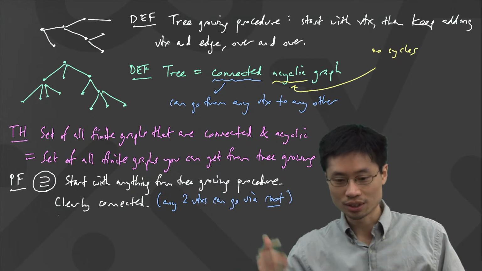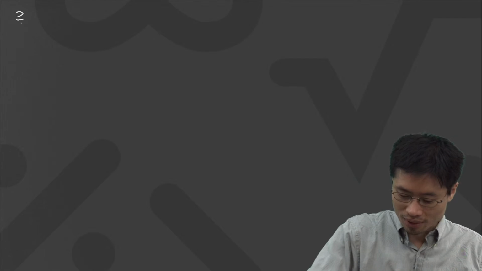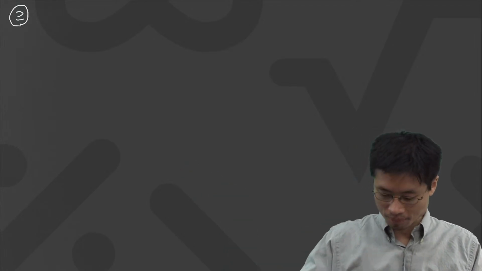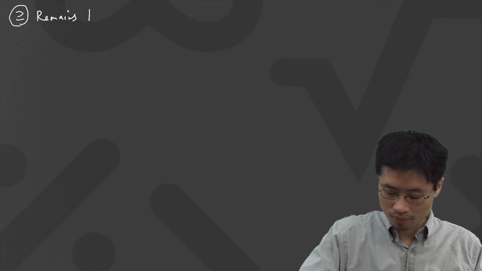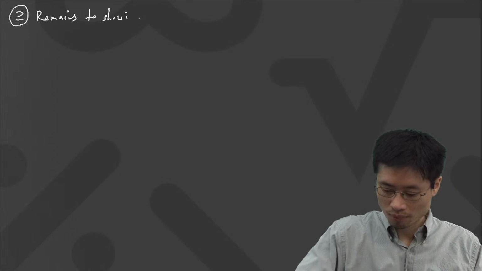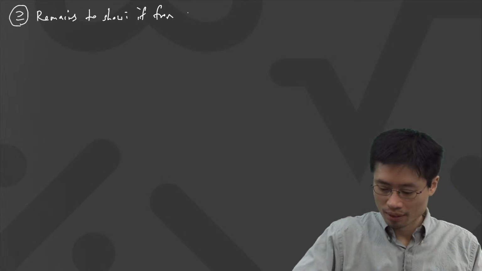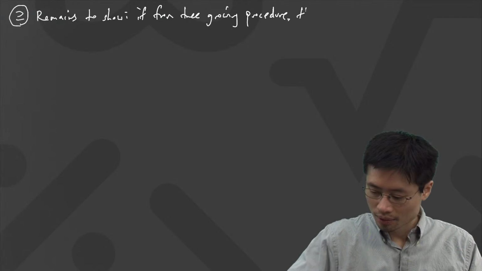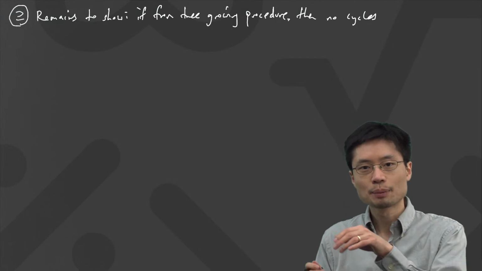So the next one is the one where we have to think a little bit. I'm going to use the next screen so I have more space, right? So we are still on the contains side, which is this containing that way, okay? And it remains to show that if you're from the tree growing procedure, then no cycles.